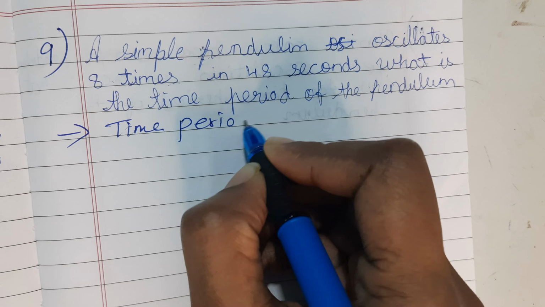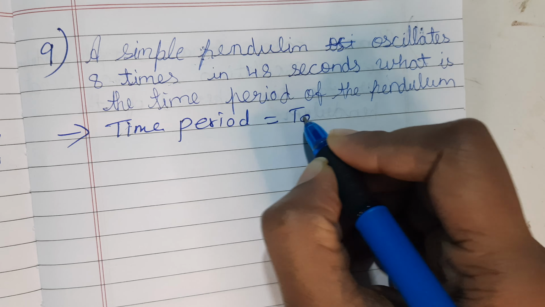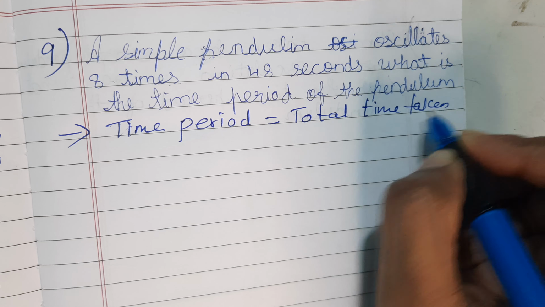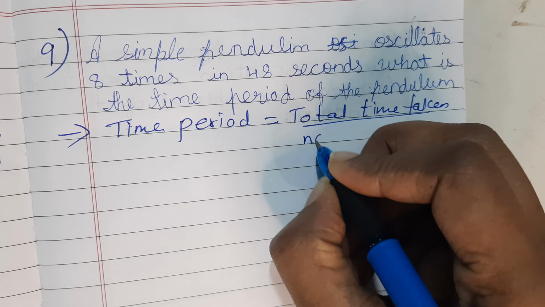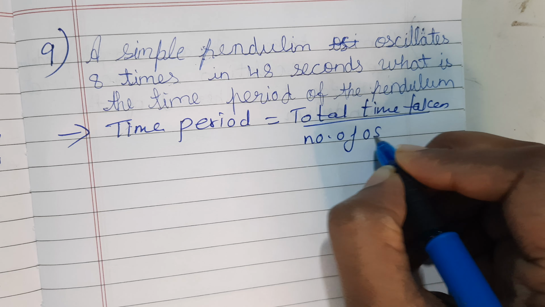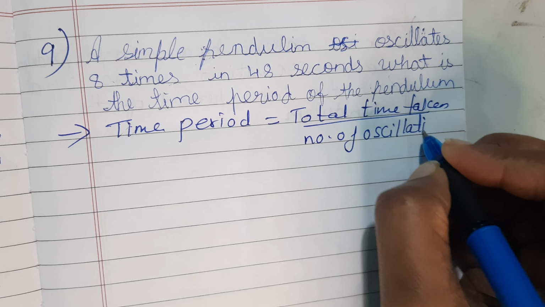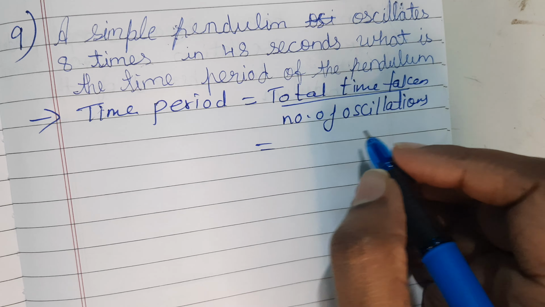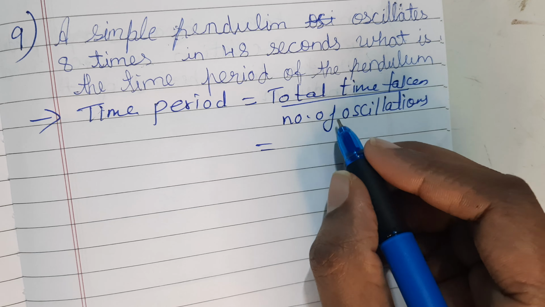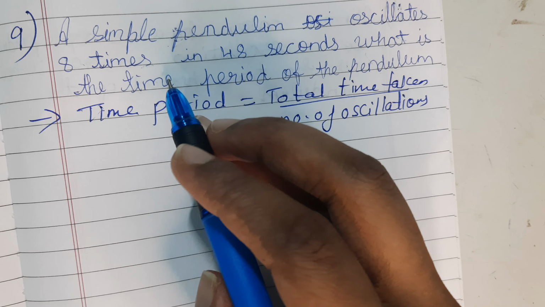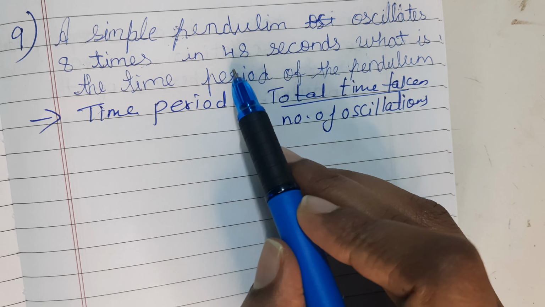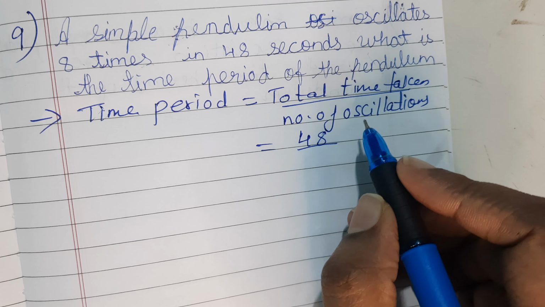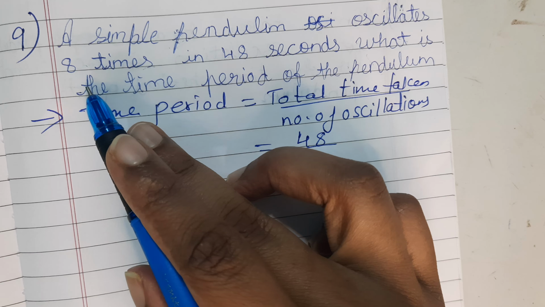Time period is equal to total time taken upon number of oscillations. So here, total time taken is 48, so it will be 48 upon 8. Number of oscillations is 8.